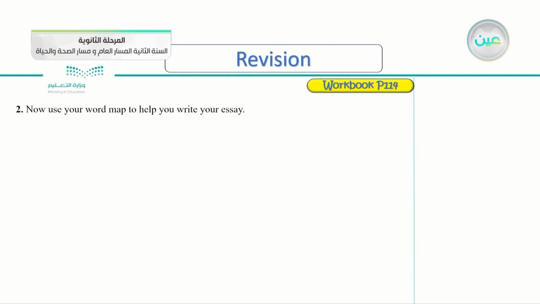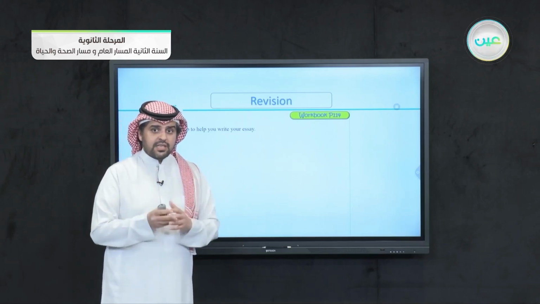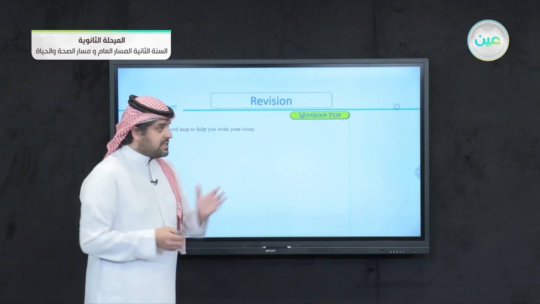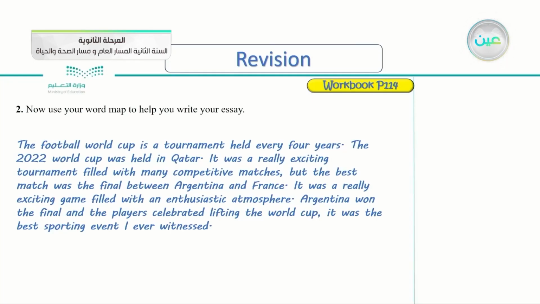So now use your word map to help you write your essay. When you finish your word map about the most exciting event you've ever witnessed, use the word map to write just a small essay here. For example, I've written: The Football World Cup is a tournament held every 4 years. The 2022 World Cup was held in Qatar.